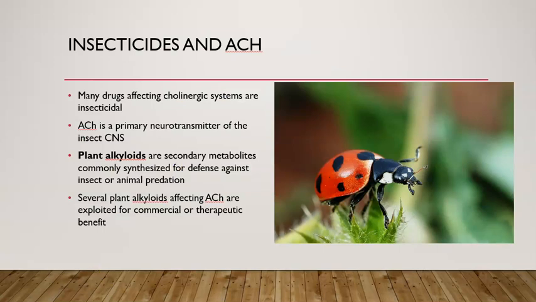Now, there are some other drugs that act on acetylcholine. One of the biggest groups of drugs are actually insecticides. A lot of insecticides act on acetylcholine neurotransmission because insects don't really have that blood-brain barrier, so acetylcholine works not just in the peripheral nervous system, but also the central nervous system. So if we block the effects of acetylcholine in insects, we're able to affect the central nervous system as well.